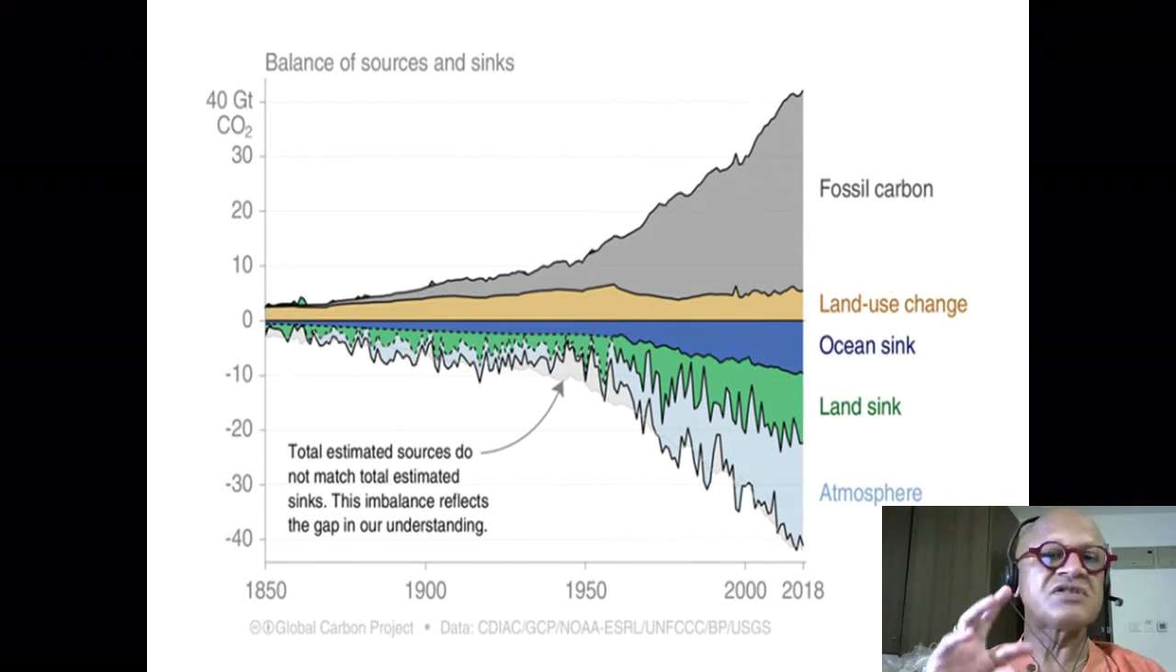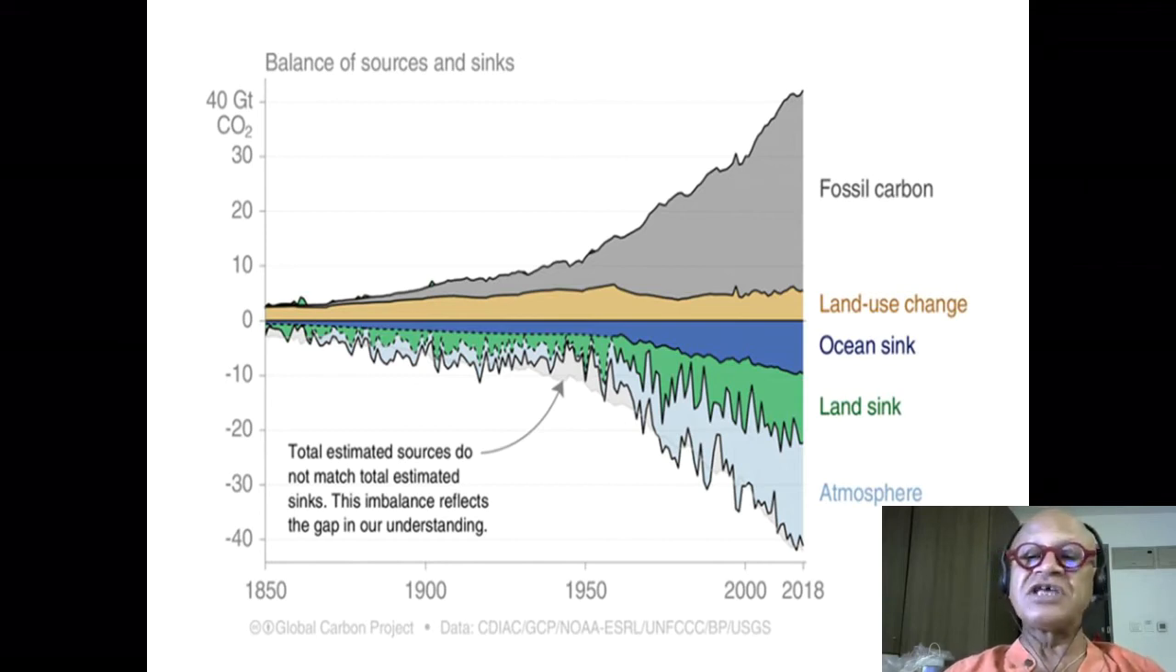There is a difference between carbon and carbon dioxide. There is a conversion of 3.7 or so. So you have to be careful with what is being talked about. Here it's CO2. I didn't mention that before, but I'm sure you are aware, or maybe you are not. If you're not, you should be.